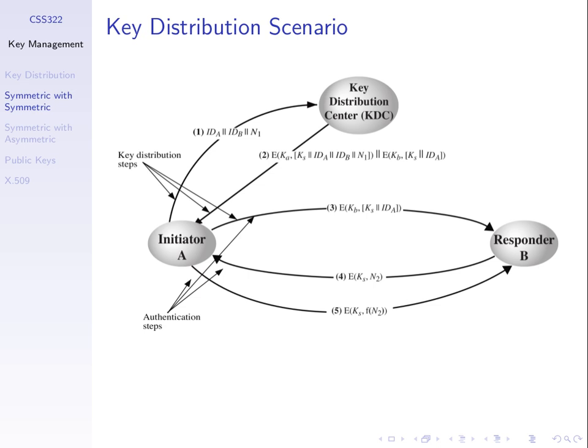So this uses the KDC. When A sends data to B using the session key to encrypt, note that the KDC can see the data. It's possible for the KDC to intercept any message sent from A to B. If it's encrypted with a session key, the KDC can decrypt that because it was the KDC that generated the session key. The KDC knows KS. So A, B, and the KDC know KS. And therefore, we must trust the KDC not to make use of that data. So that's where we say it's a trusted third party.